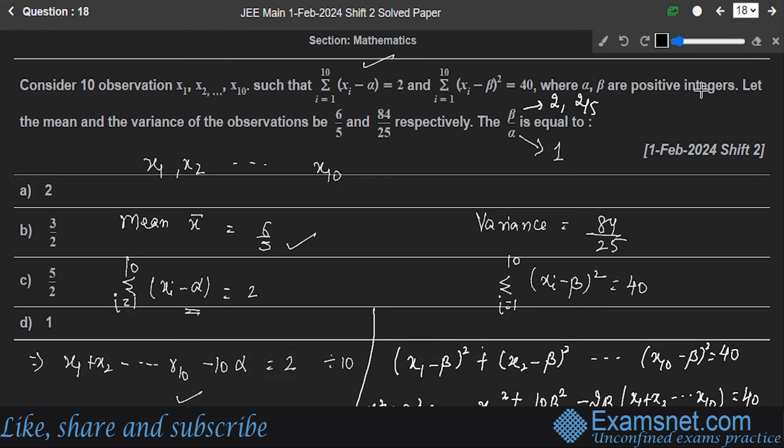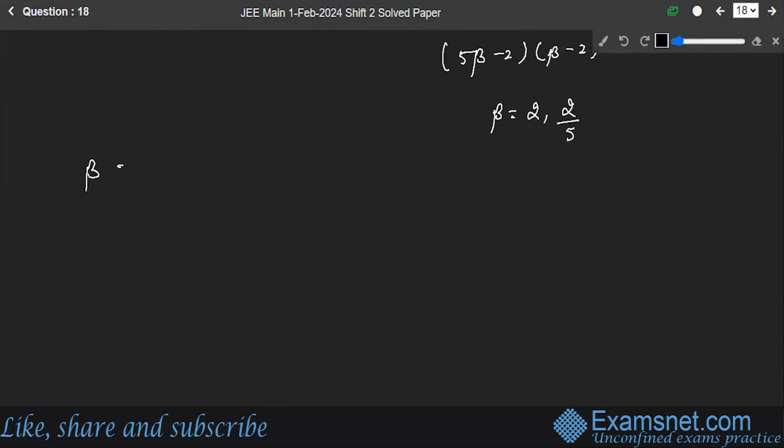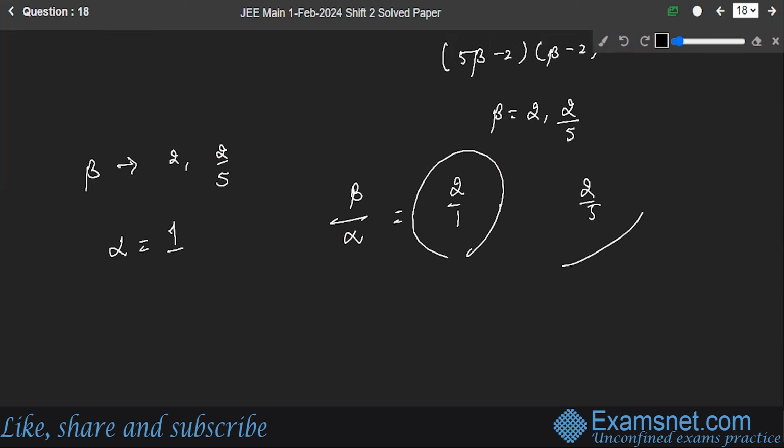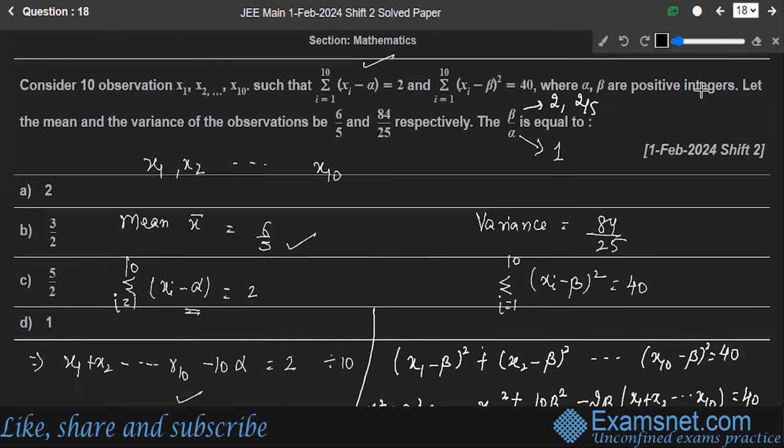Beta upon alpha is equal to... So beta is 2 and 2 by 5, and alpha came out to be 1. So the two values for beta upon alpha can be 2 or 2 by 5 upon 1. These are the two values possible for it, 2 or 2 by 5. 2 by 5 is not in the options, but I have 2. That makes option A the right answer. Hope you are clear with this. Let's move to the next question.